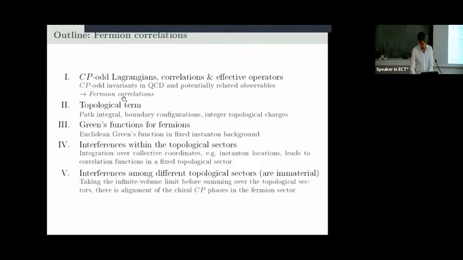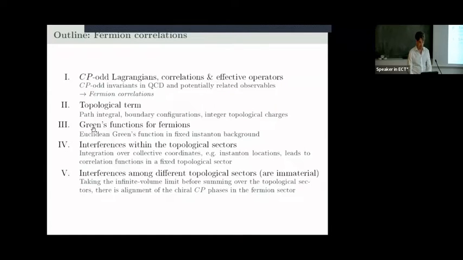Okay, so in order to start with the construction, we then look at the topological term in the Lagrangian, and I will review a few things. I will in particular discuss what kind of boundary conditions on the path integral lead to integer topological charges, because that is of importance for the outcome of whether there's CP violation in the strong interactions or not. Then parts 3 to 5 are about the construction of these fermion correlations. It's going in several steps.